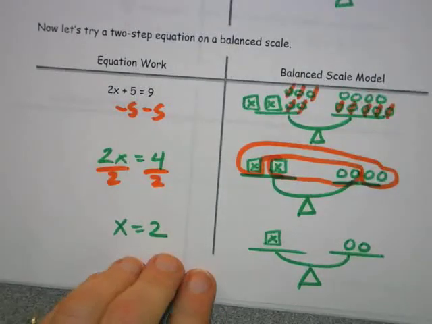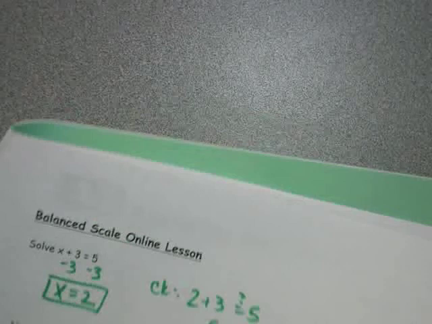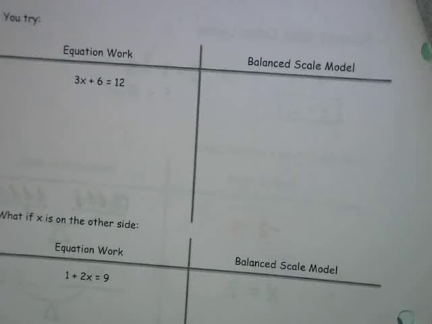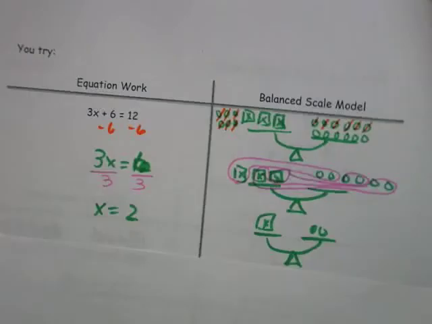Okay, so here's what you should have. Did you end up with x equals 2? You crossed 6 off on both sides first. And then you actually made 3 groups this time. We were dividing it into thirds, and so x equals 2.